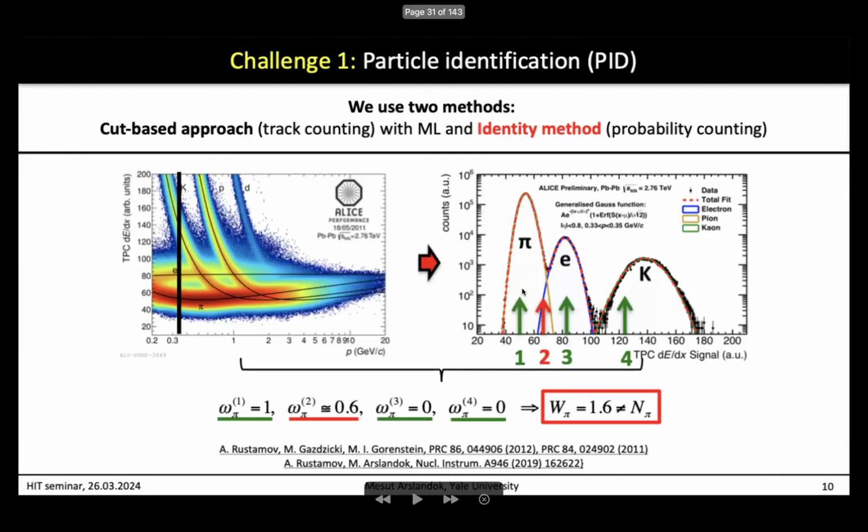For instance, if I am trying to calculate the number of pions in this example, so this one is going to be 100% pion, and two is, let's say, 60%, three is zero, and four is zero. In the end, if I know that this two is exactly pion, then I can say that, okay, my number of pions is two. But if I don't know, then I have to cut it. So this is this cut-based approach. But in the identity method, I can also count the probabilities, then I can sum the probabilities, and in the end I have got 1.6 as the sum of probabilities, and this is not exactly the number, but at least it gives me a sum of the probabilities.